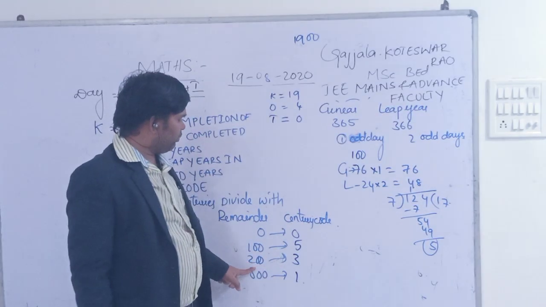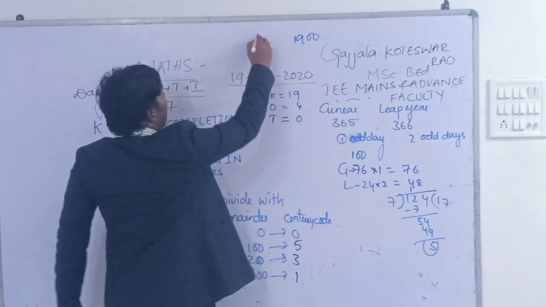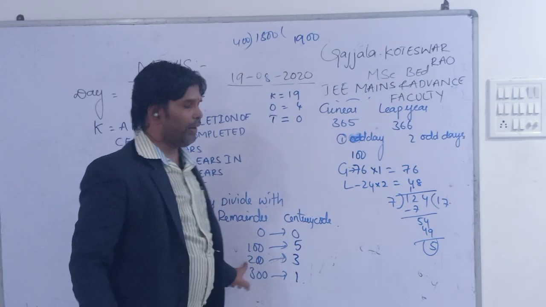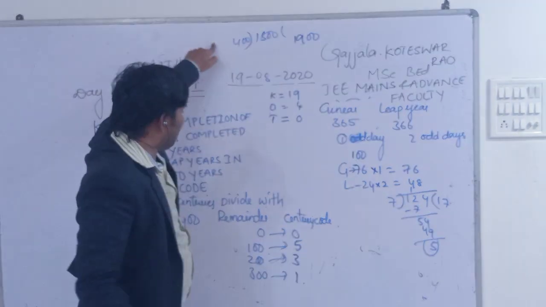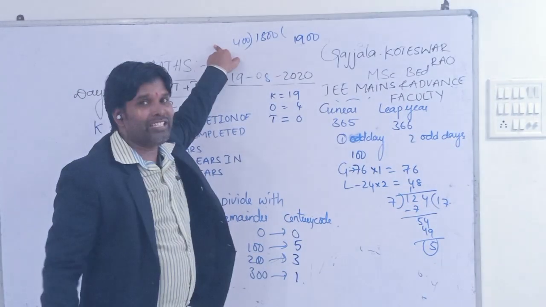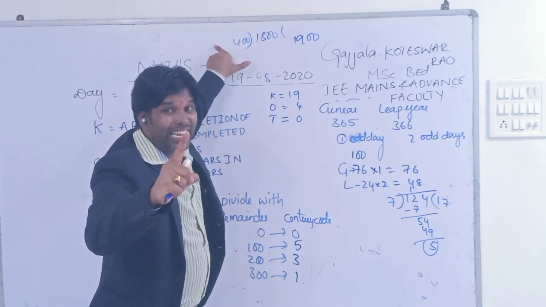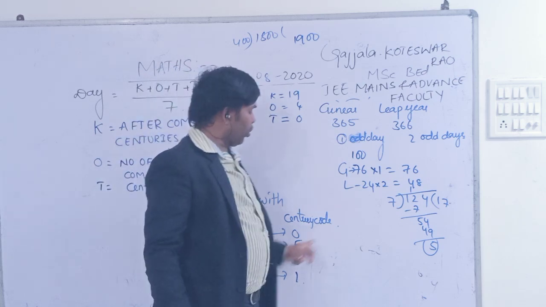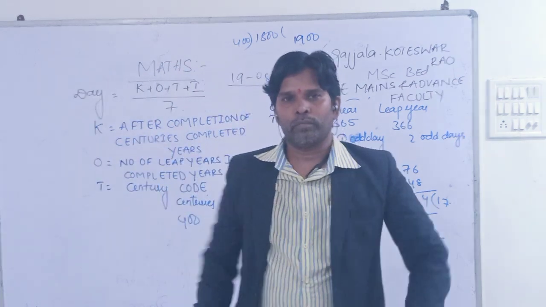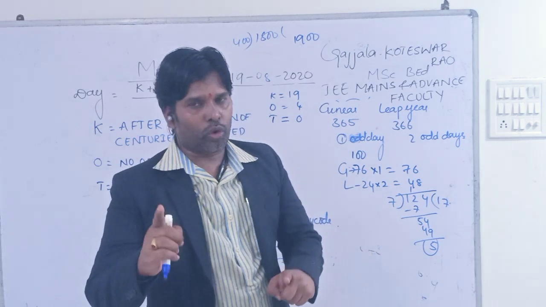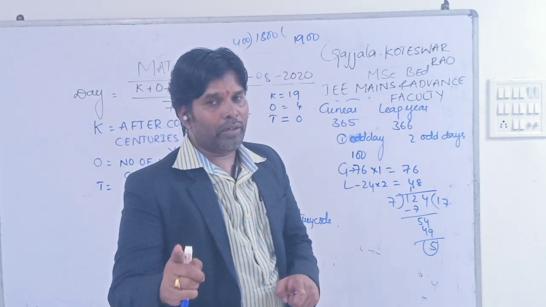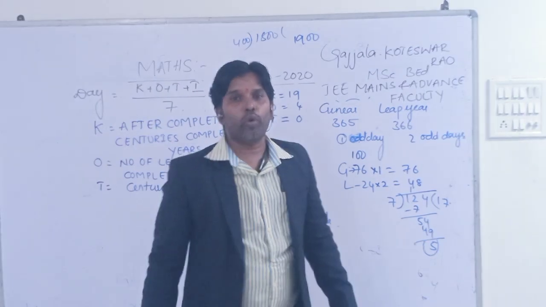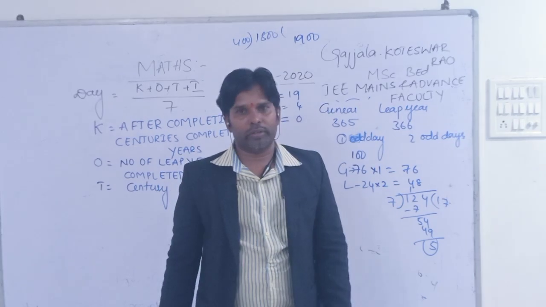And 1800, how much is the remainder? 4 fours are 1600, so 200 is the remainder, and the century code is 3. And for 1700, the remainder is 100, so the century code will be taken as 5. Does it be clear? So remainder 100, century code 5. Remainder 200, century code 3. Remainder 300, century code 1.